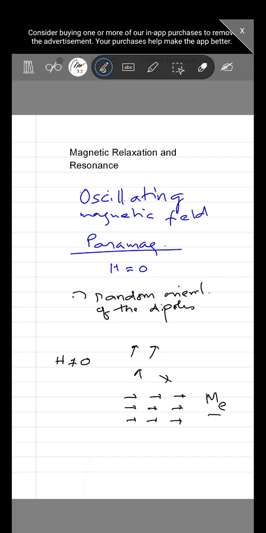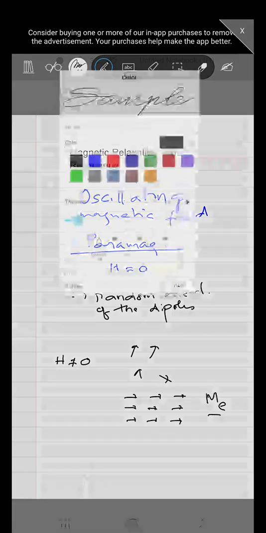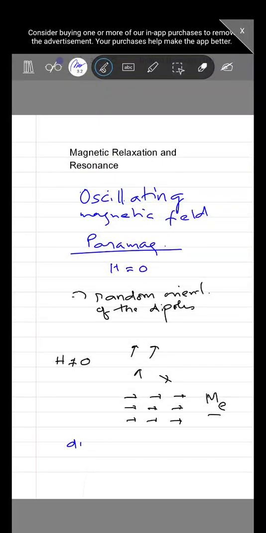So during the build-up of this magnetization, we can write the process in terms of this equation. The rate of change of magnetization is equal to the saturation magnetization minus the instantaneous magnetization, divided by a term tau, and this is the relaxation time. So this equation determines the rate of growth of the magnetization.